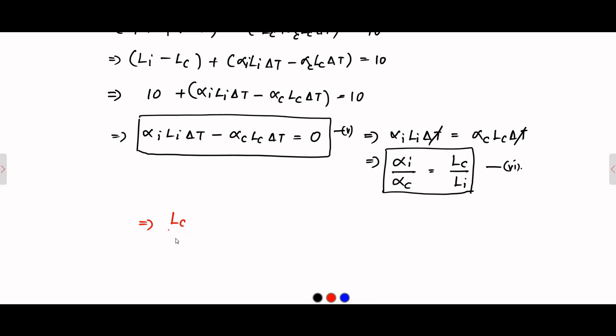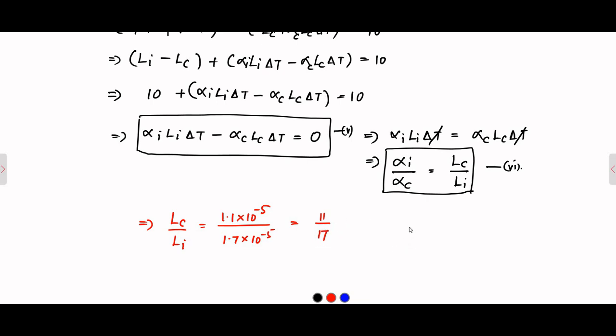That implies Lc by Li is equal to alpha I, 1.1 into 10 to the power minus 5, by alpha C, which is equal to 1.7 into 10 to the power minus 5. It is given in the question, the linear expansion coefficients of iron and copper. So it is equal to 11 by 17.